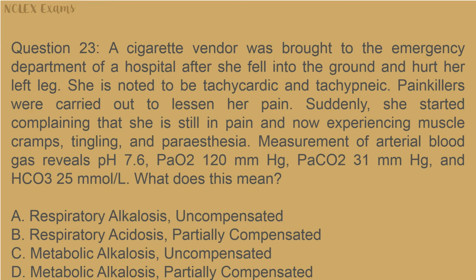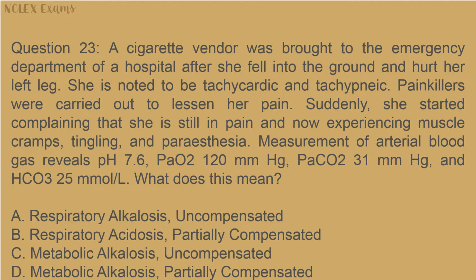Question 23. A cigarette vendor was brought to the emergency department of a hospital after she fell to the ground and hurt her left leg. She is noted to be tachycardic and tachypneic. Painkillers were given to lessen her pain. Suddenly, she started complaining that she is still in pain and now experiencing muscle cramps, tingling, and paresthesia. Measurement of arterial blood gas reveals pH 7.6, PaO2 120 mm Hg, PaCO2 31 mm Hg, and HCO3 25 mmol/L. What does this mean?